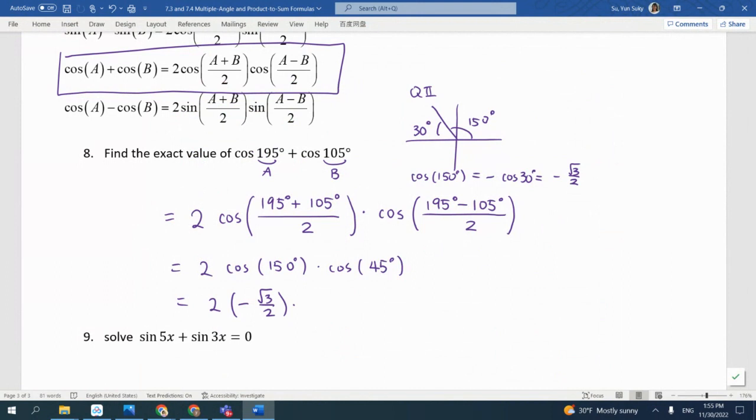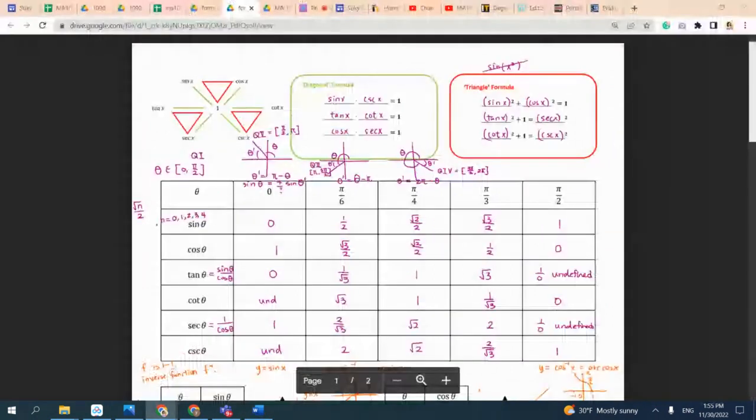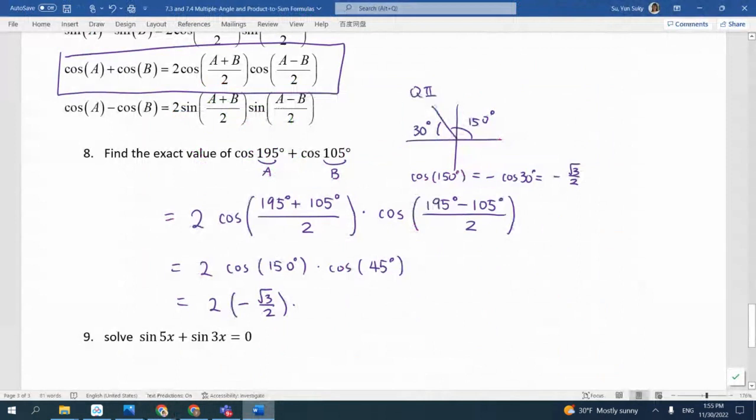Cosine 45 degrees is root 2 over 2. Aha, the 2s cancel. So negative root 6 over 2. So that's the answer. Okay, everybody? So if the angle is not in the first quadrant, then you find the reference angle and figure out whether that trig function is positive or negative. Okay, everybody?